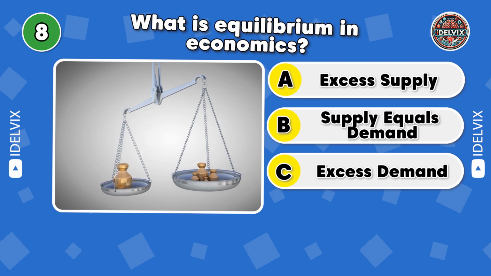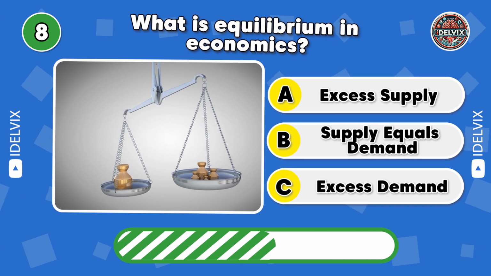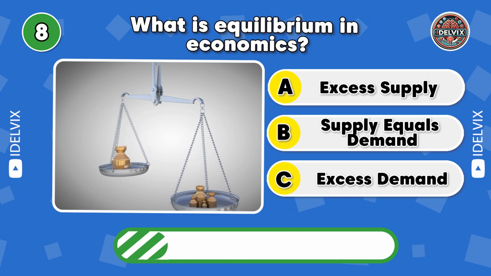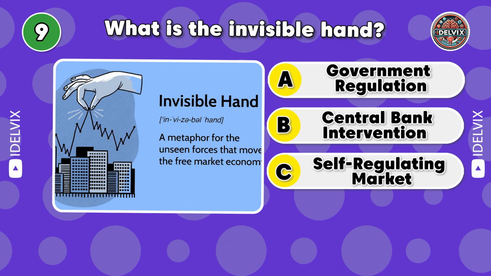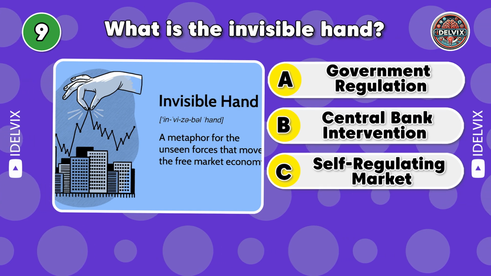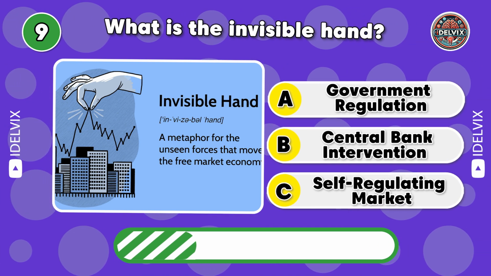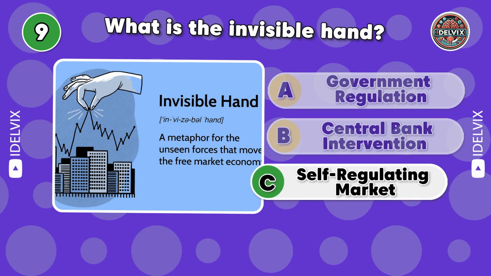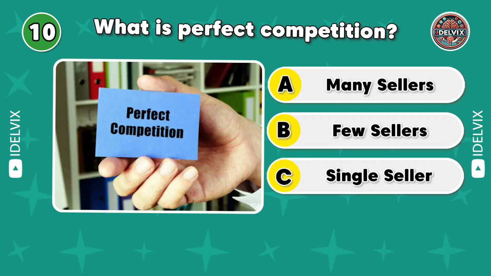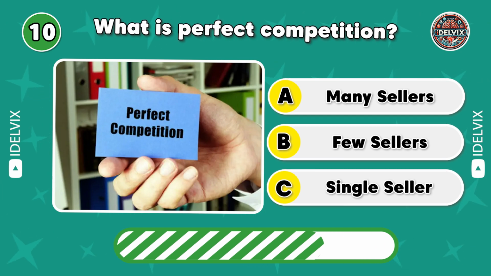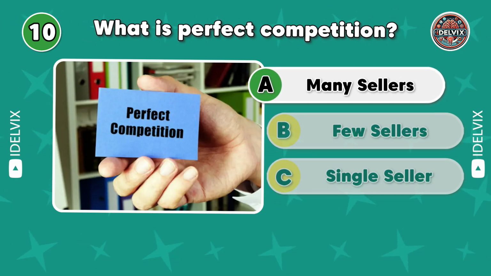8. What is equilibrium in economics? Answer: supply equals demand. 9. What is the invisible hand? Answer: self-regulating market. 10. What is perfect competition? Answer: many sellers.